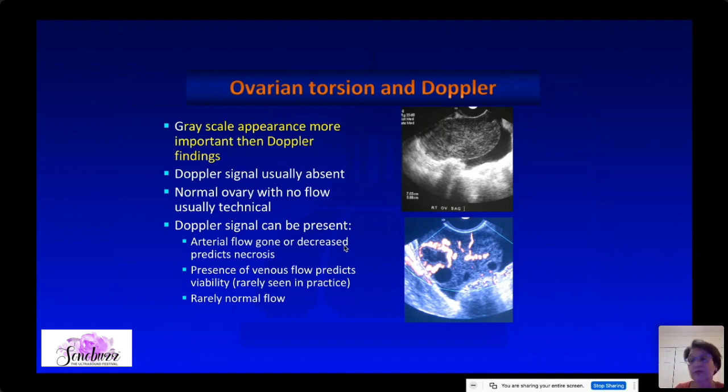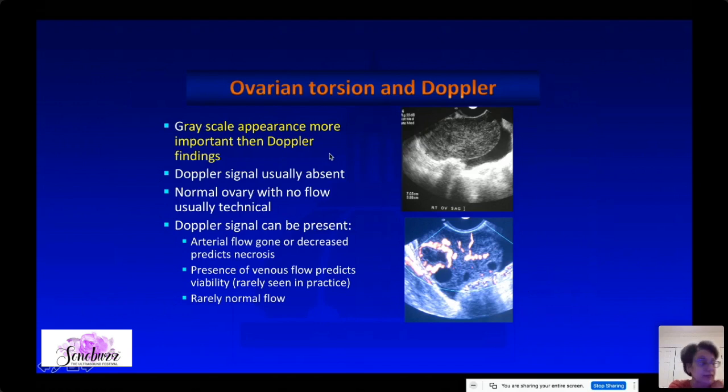Oftentimes there is no flow, of course, but sometimes you may have a little bit of flow. This is the only case I've seen, this is an old case, but this patient had recurrent pelvic pain, an ovary that just looks like ovarian torsion, but she had increased flow. And so I told the gynecologist, it still looks like ovarian torsion. I don't understand why she has increased flow. So she went in, and indeed the ovary was torsed, but she figured maybe it was torsing and detorsing, and there was some reactive hyperemia.